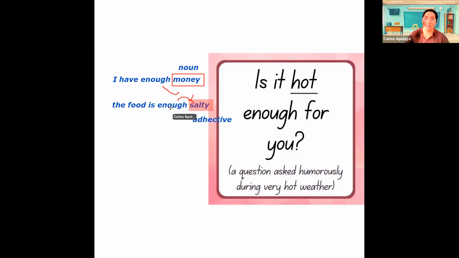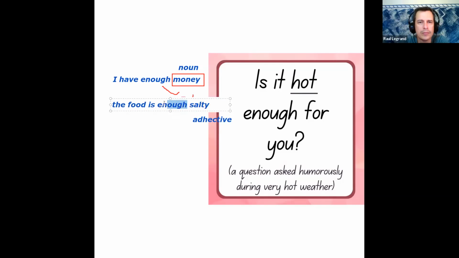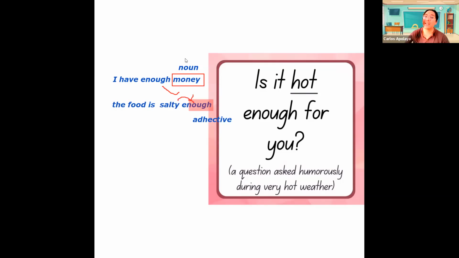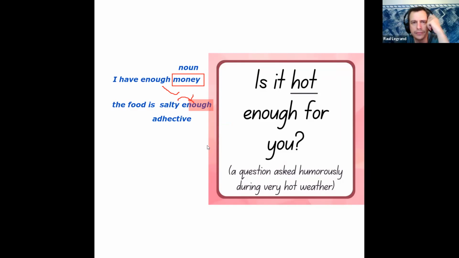Is that okay? Is "enough salty" incorrect? Because you say "salty enough." So the order is different. When you have a noun, it's "enough" and then the noun, but when you have an adjective, "enough" goes at the end. You got it? La comida está lo suficientemente salada.